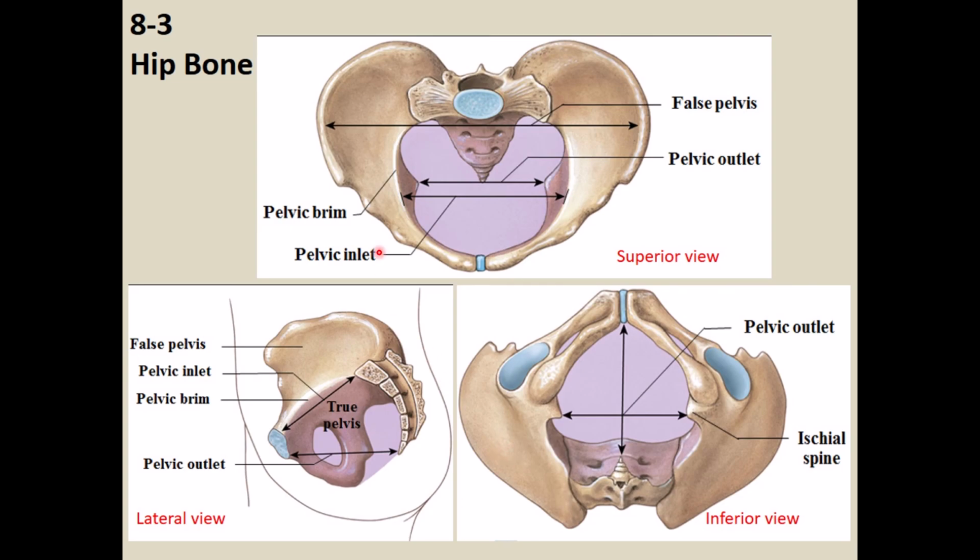Also, you see the false and true pelvis that I was talking about before, and this is the pelvic brim that separates the false and the true pelvis. So above that is the false pelvis, and below that this area is the true pelvis. Hard to imagine it in this image, it's easier to see it here. So this is the pelvic brim, okay?